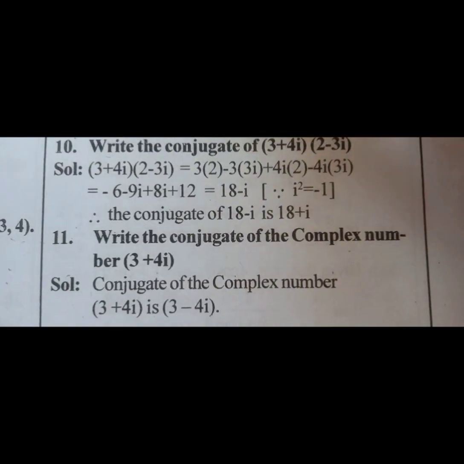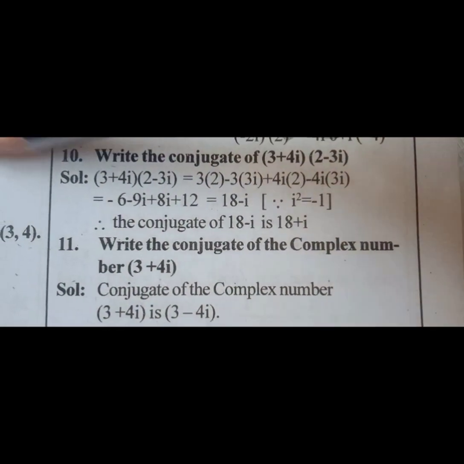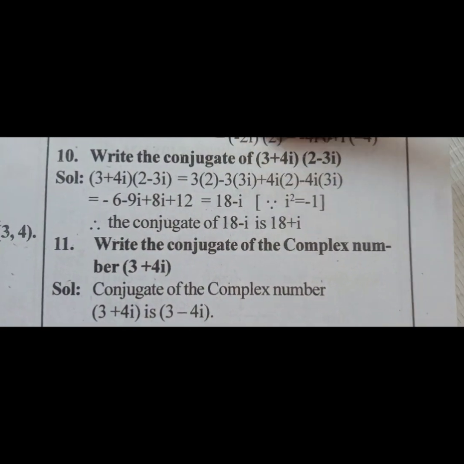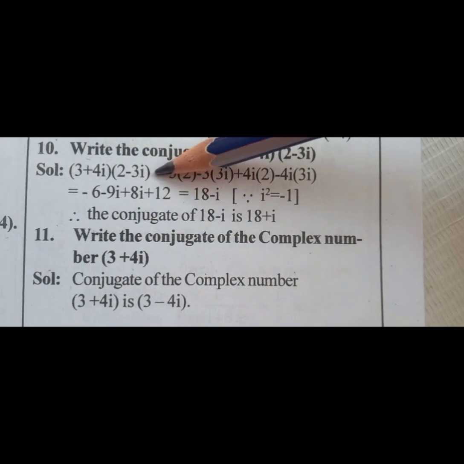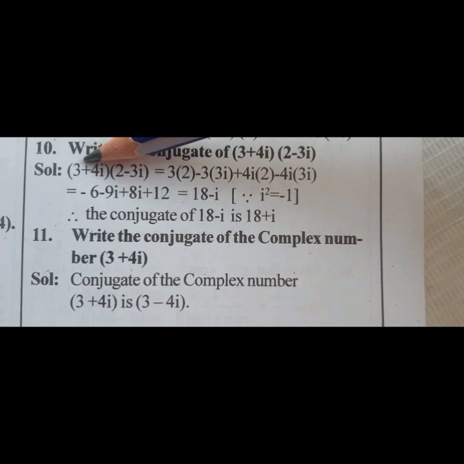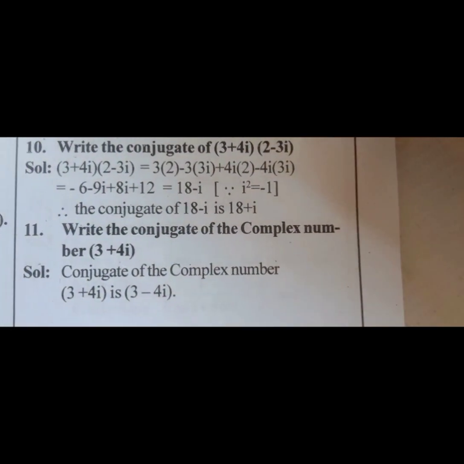This is the question for calculating conjugate value. Write the conjugate of (3 + 4i)(2 - 3i). First we need to write the given value as it is. Then multiply the terms.